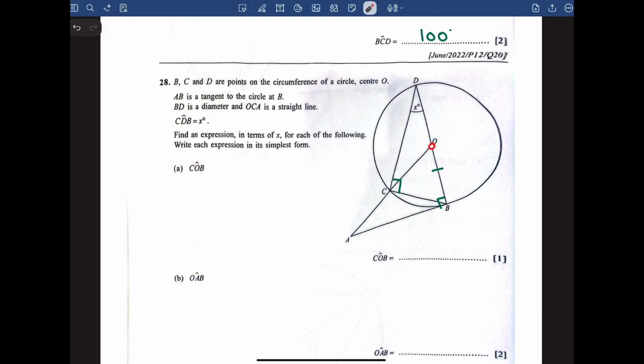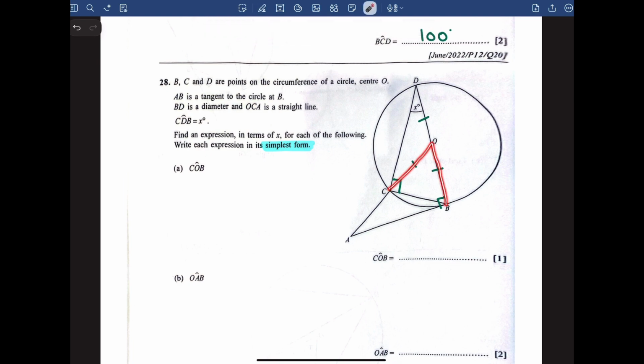Which lines are originating from the origin other than OB? So it's OC and OD. So all of these are the radii. Let's mark the radii. Okay, CBD is x degrees. Find an expression in terms of x for each of the following. Write each expression in its simplest form. So we're not going to forget that they want us to give the answer in simplest form. Okay, so the first angle is COB.